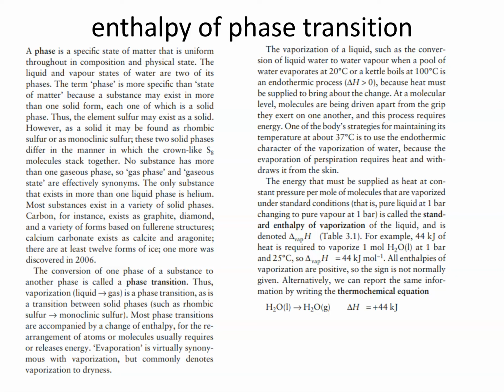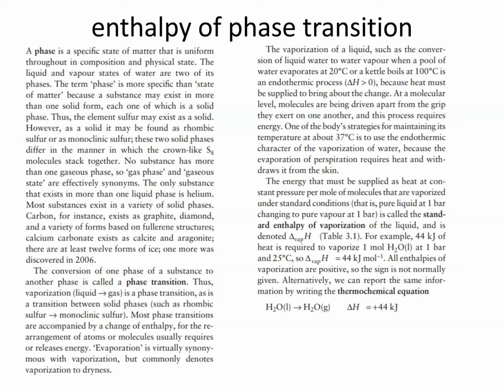At a molecular level, molecules are being driven apart from the grip they exert on one another, and this process requires energy. One of the body's strategies for maintaining its temperature at about 37 degrees Celsius is to use the endothermic character of the vaporization of water, because the evaporation of perspiration requires heat and withdraws it from the skin.